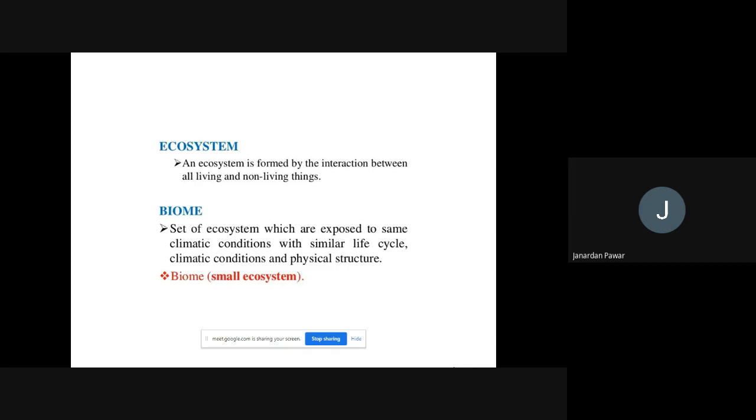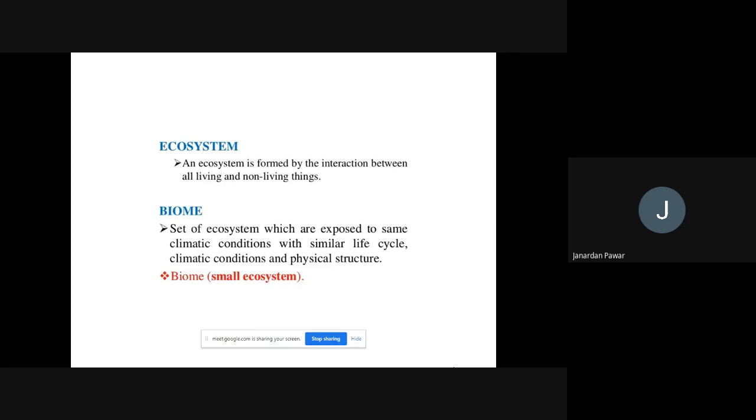If we want to understand the concept of biome, what is a biome? It is a small ecosystem in a small nature. We are going to understand what this biome is: a set of ecosystems exposed to the same climatic conditions, with similar life cycle, climatic conditions and physical structure. As I told you, a biome is also a part of an ecosystem. It is an ecosystem, but in a smaller nature.